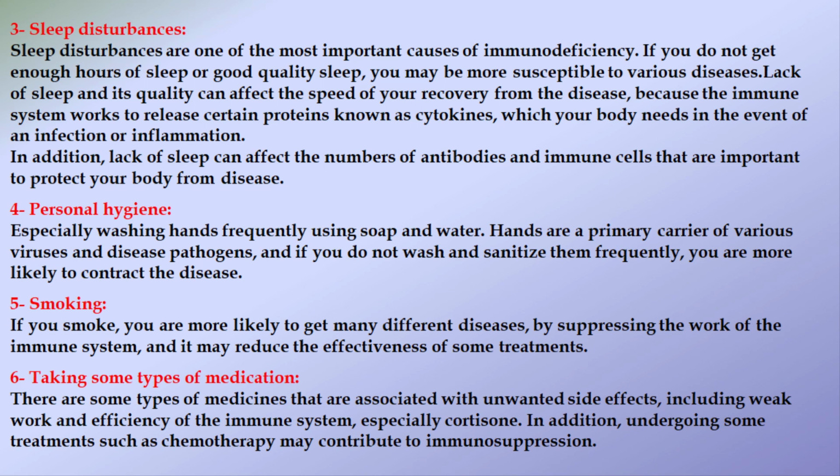5. Smoking. If you smoke, you are more likely to get many different diseases, by suppressing the work of the immune system. And it may reduce the effectiveness of some treatments. 6. Taking some types of medication. There are some types of medicines that are associated with unwanted side effects, including weak work and efficiency of the immune system, especially cortisone. In addition, undergoing some treatments such as chemotherapy may contribute to immunosuppression.